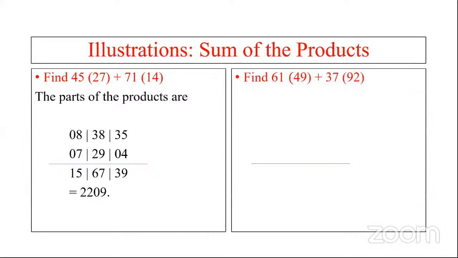Next. 61 into 49 plus 37 into 92. Write the products.